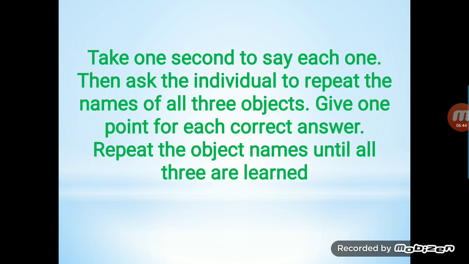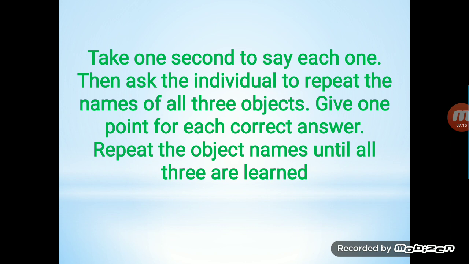So for each word you have to pause for 1 second. For example, you say apple and then give a pause for 1 second. Then you go to the next object, that is pen, like that. Okay, then ask the individual to repeat the names of all 3 objects. After giving the names of the 3 objects, tell the patient to repeat them and give 1 point for each correct answer. If the patient can correctly say apple, pen and television, you give 1 point for each.